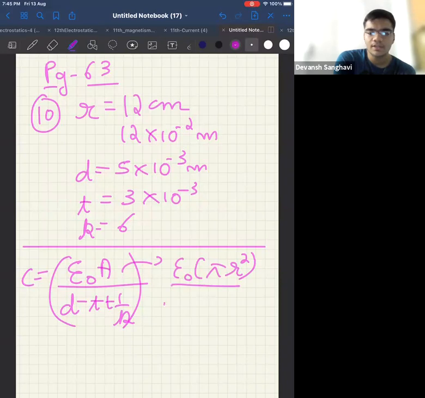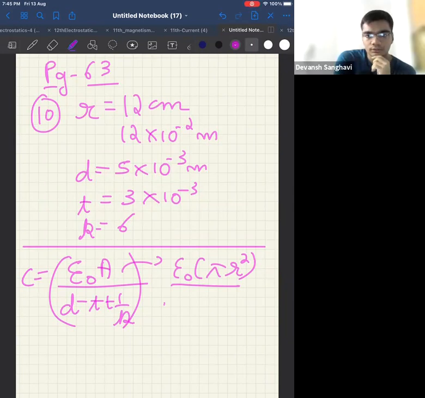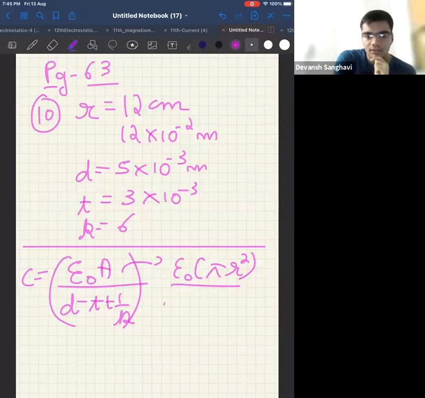Sir, it will be plus T by K, right? D minus T into 1 minus 1 by K. Correct. No, plus only, no? Sir, I mean the numerator should have T. Numerator should have what? T, thickness. Yes. Why? Because you have multiplied it.